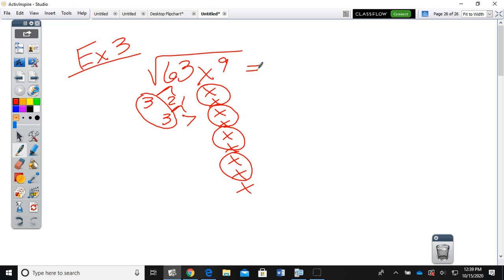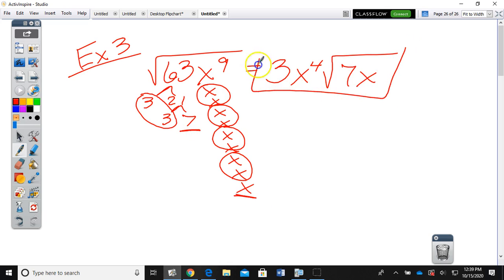So what comes out front? 3. How many X's come out front? 4, which would be x to the 4th. Square root of what's left over? 7x. Okay? Everybody good?